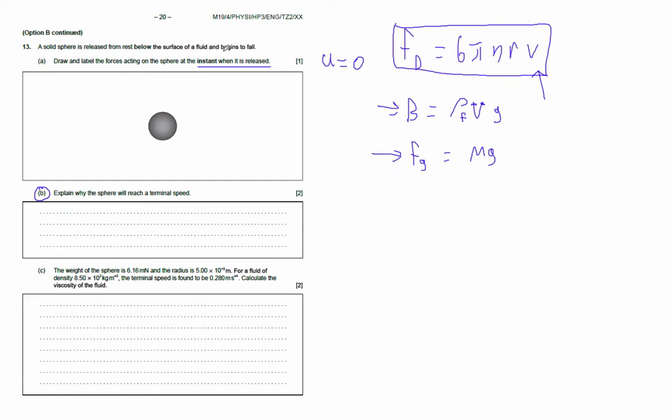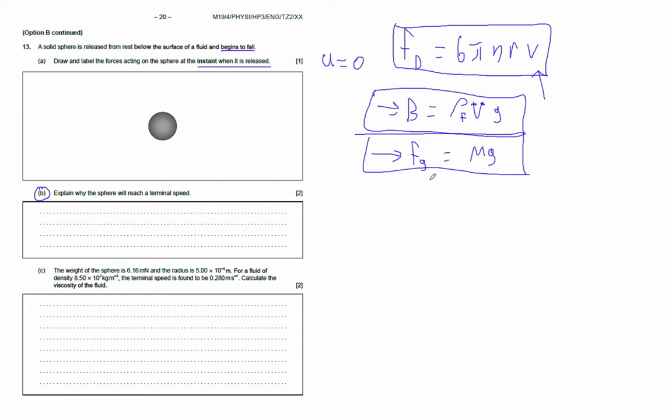Now, remember, it's falling through the liquid. This means it's more dense than the liquid. So one of these forces is going to be bigger than the other. So make that arrow longer. For the buoyant force, indicate which way that is, and likewise the gravitational force.